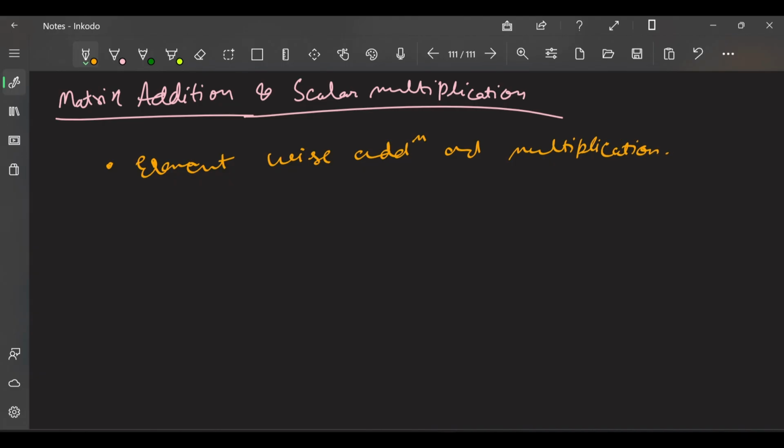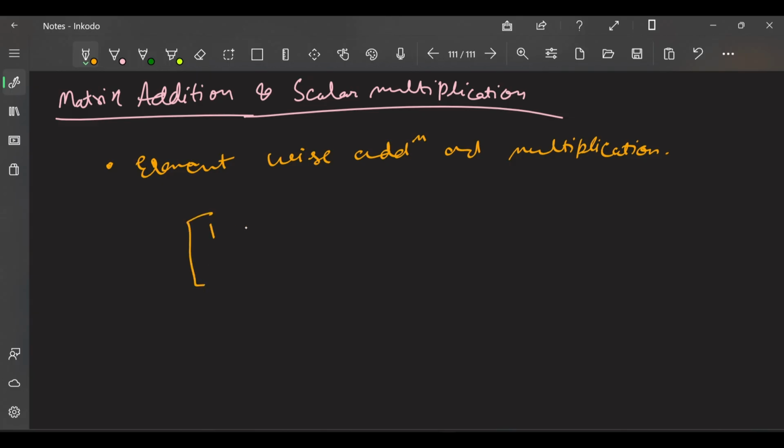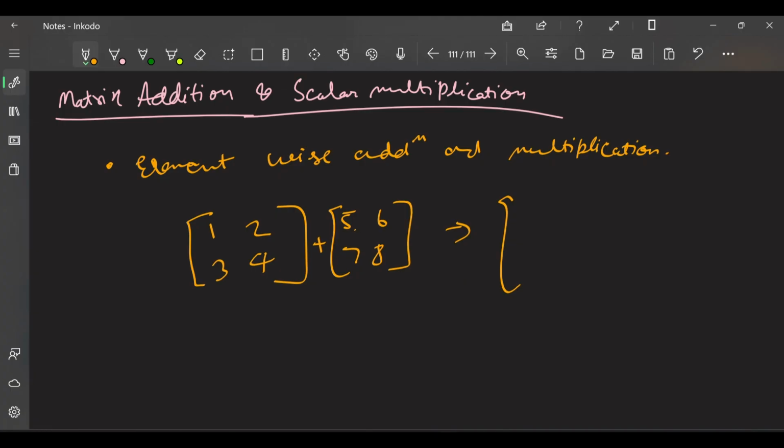So for example, suppose there is one matrix like 1, 2, 3, 4, and another matrix like 5, 6, 7, 8. You have to just add them. How are you going to add this? 1 plus 5 will be 6, 2 plus 6 is equal to 8, 3 plus 7 is 10, and 4 plus 8 is 12. So this is going to be the output for this one.